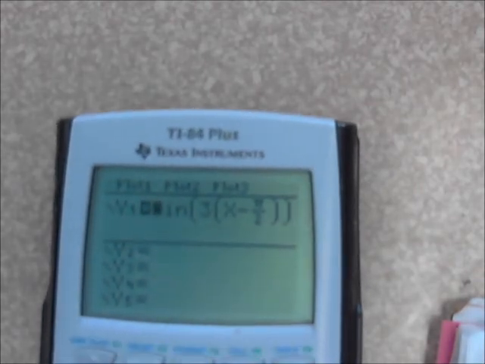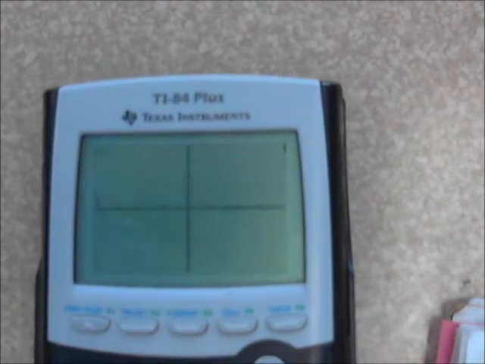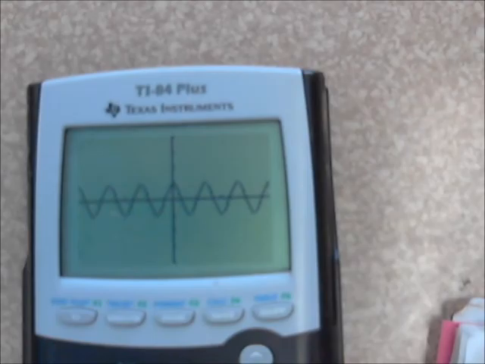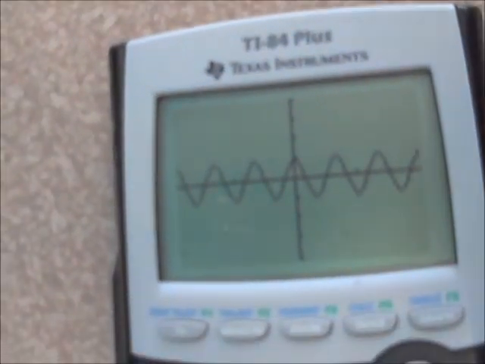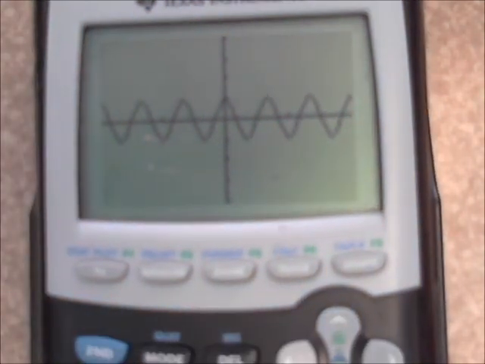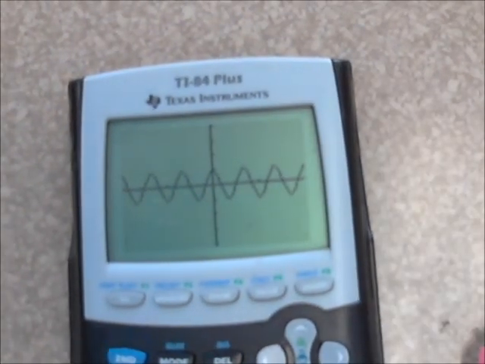Last year, probably when you were in Algebra 2, your teacher taught you to do zoom 7, which is zoom trig, which is a nice sine curve, but that's not exactly what we graphed. What I'd really like to see is exactly what we graphed. Hopefully this won't be too blurry. Well, it looks a little blurry. I'll come back a little bit.